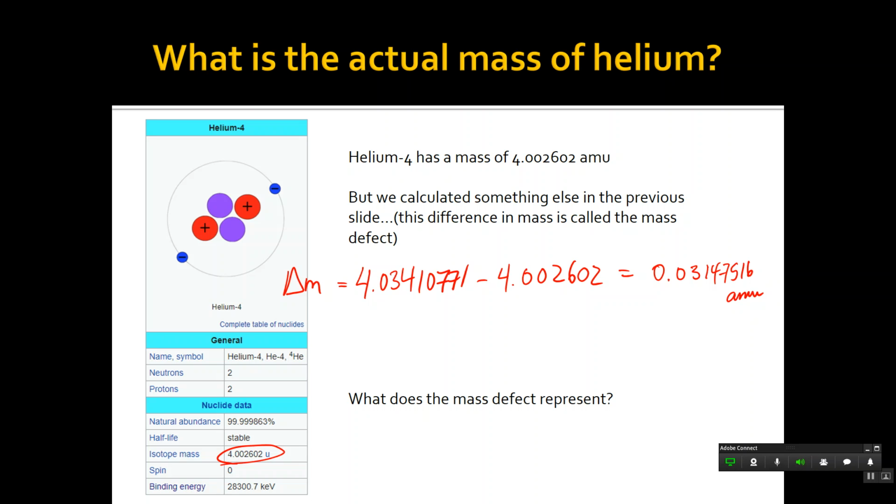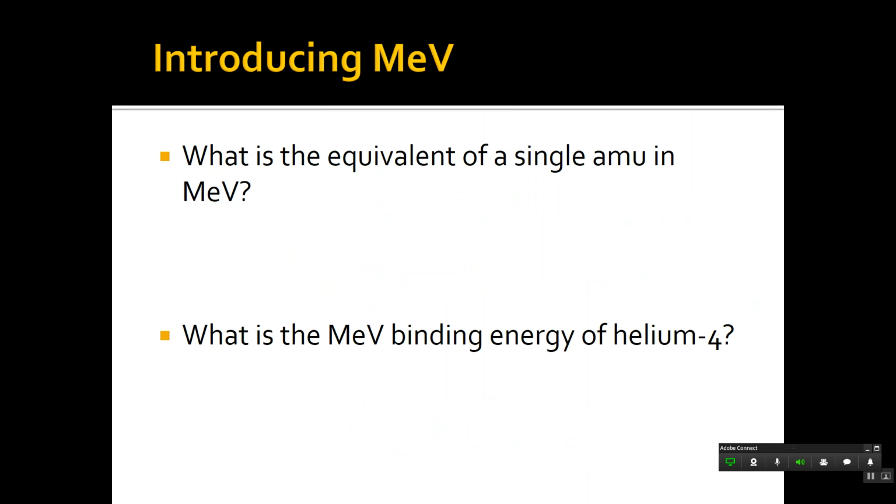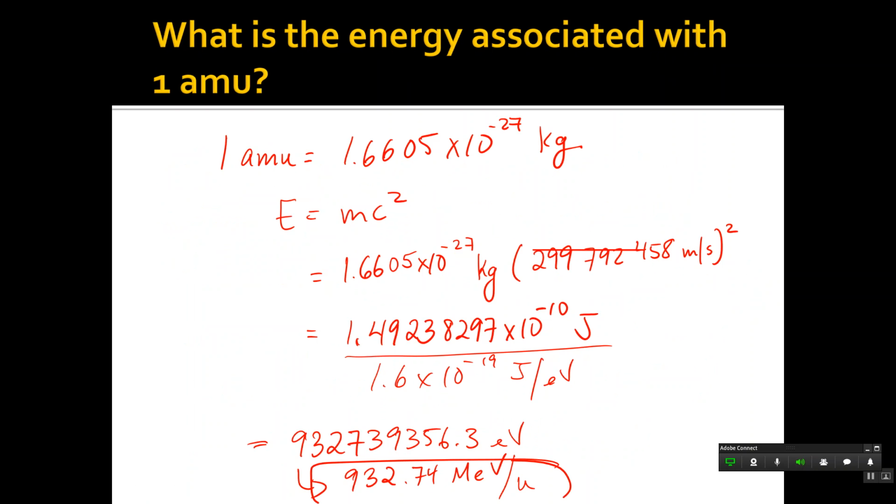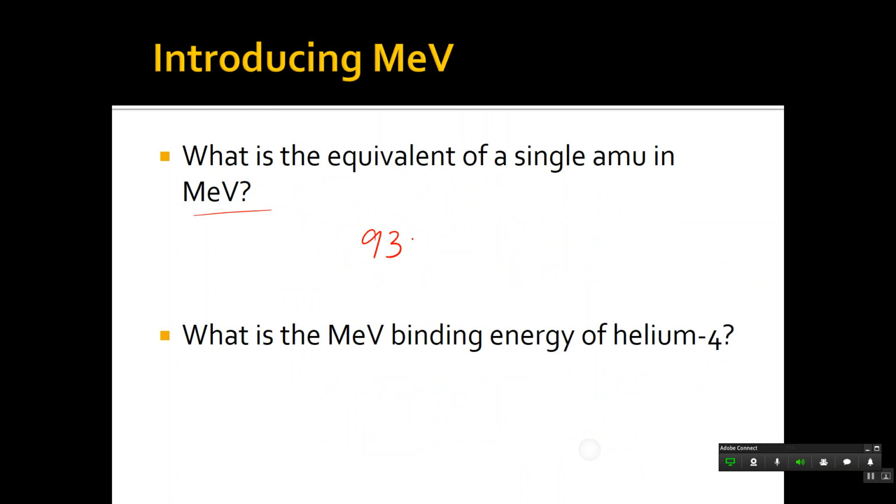So let's figure out what, we're going to call this energy, I'm going to call this rest mass energy. And keeping that number, we can figure out how much energy it's worth, right? Because we have this value, which is 932.74 mega electron volts per AMU. So how many mega electron volts are there per one helium atom broken down into its parts minus its actual mass? So we're going to look at a 0.0314.